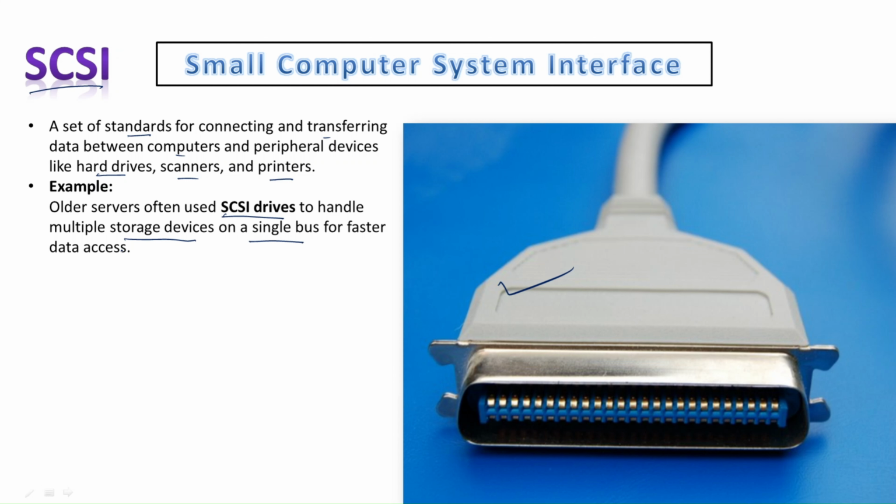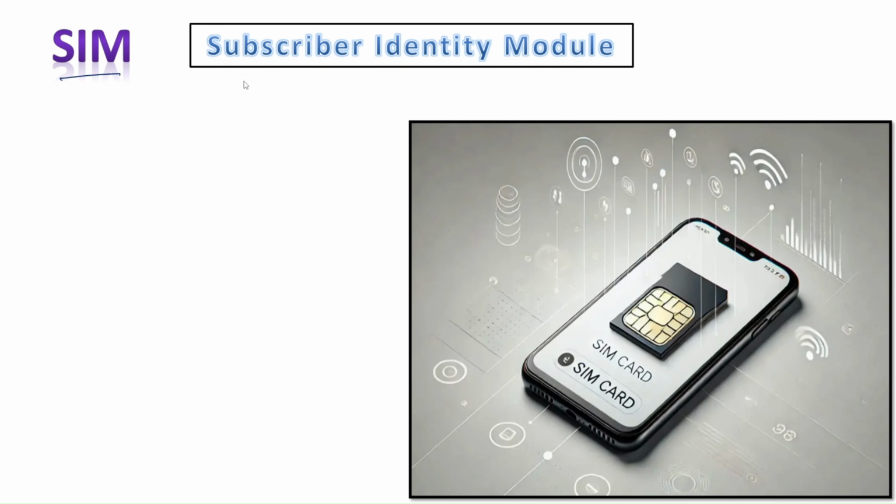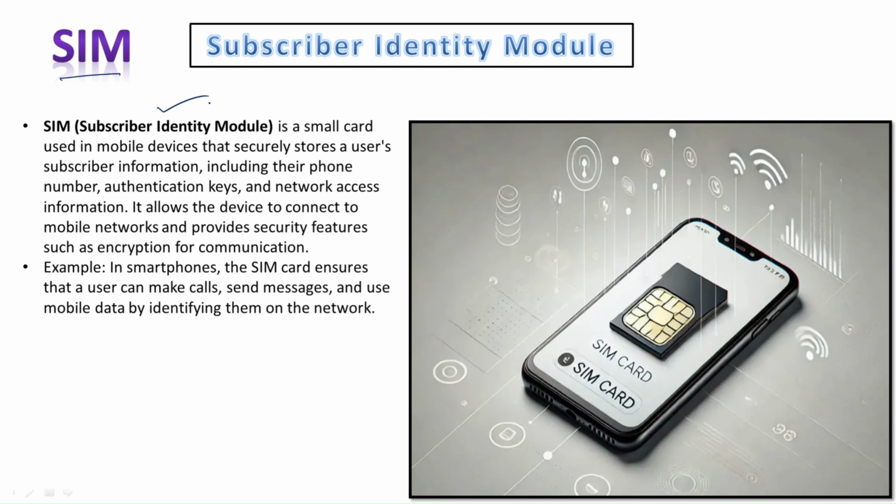SIM, that is Subscriber Identity Module. So SIM or Subscriber Identity Module is a small card used in mobile phone devices that securely stores a user's subscriber information, including their phone number, authentication keys, and network access information. It allows the device to connect to mobile network and provide security features such as encryption for communication. For example, in smartphones, the SIM cards ensure that a user can make calls, send messages, and use mobile data by identifying them on the network.